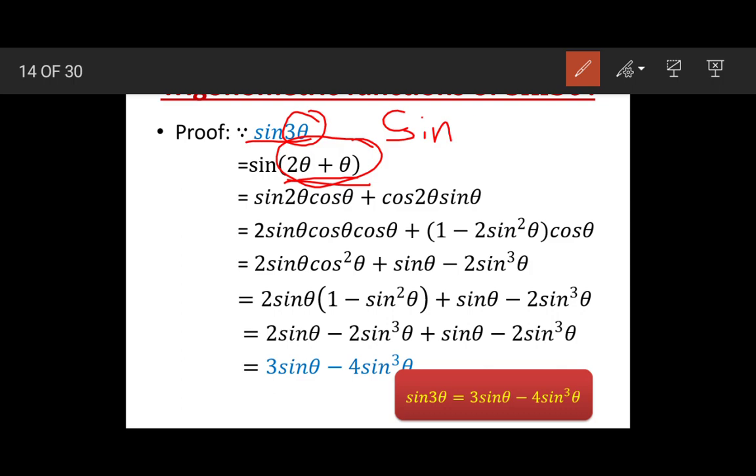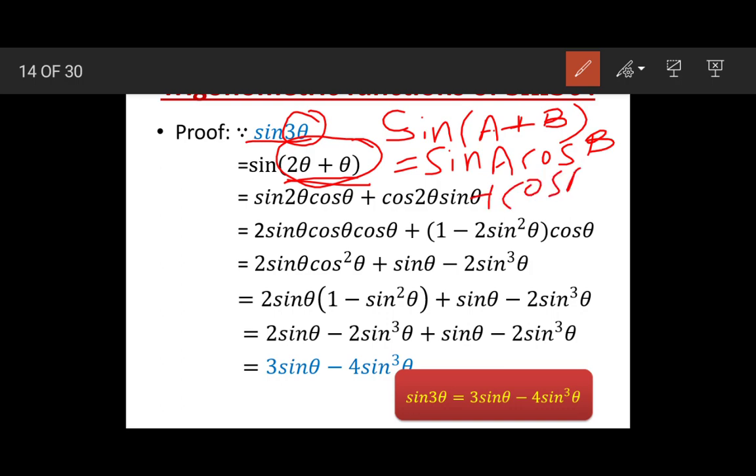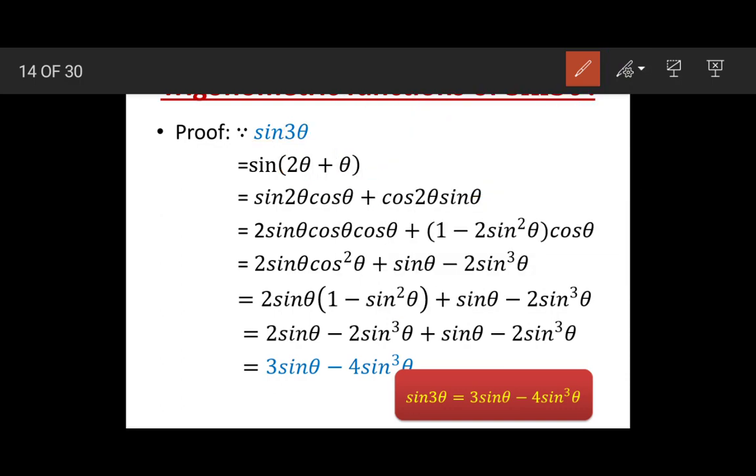Since sin A plus B is equal to sin A into cos B plus cos A into sin B, sin cos plus cos sin. Okay, so by using compound angle formula, sin 2 theta plus theta will be sin 2 theta into cos theta plus cos 2 theta into sin theta.